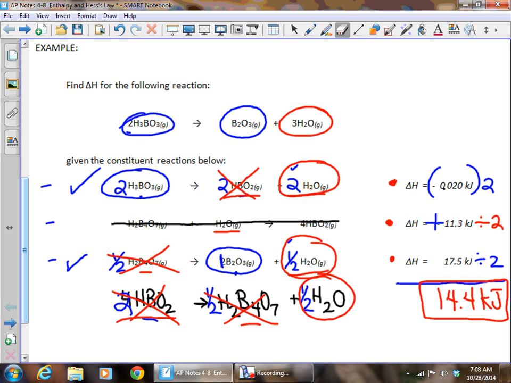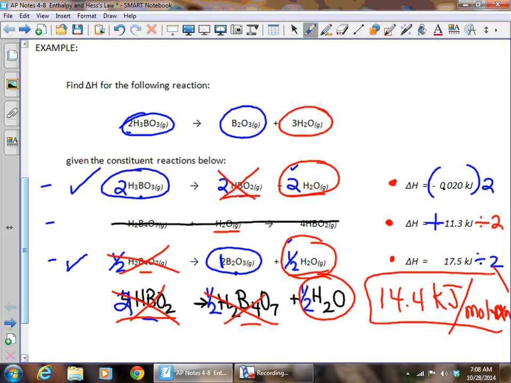So I'm going to go ahead and just erase that and write it over a little bit so I have some room. 14.4 kilojoules per mole RXN. There you go.